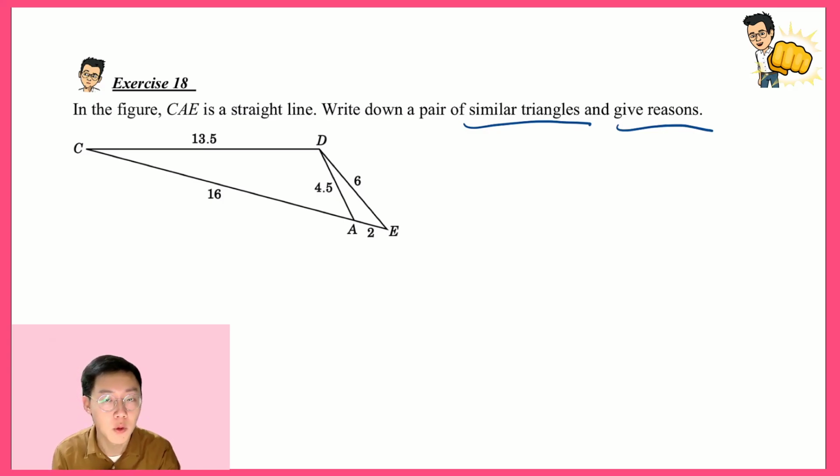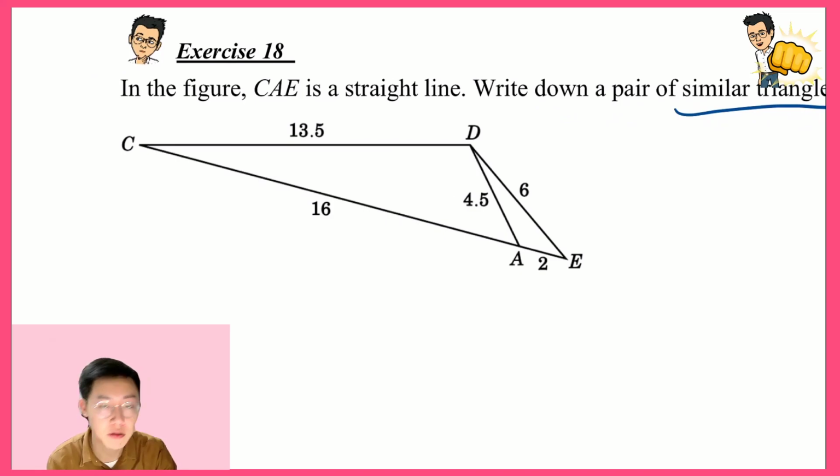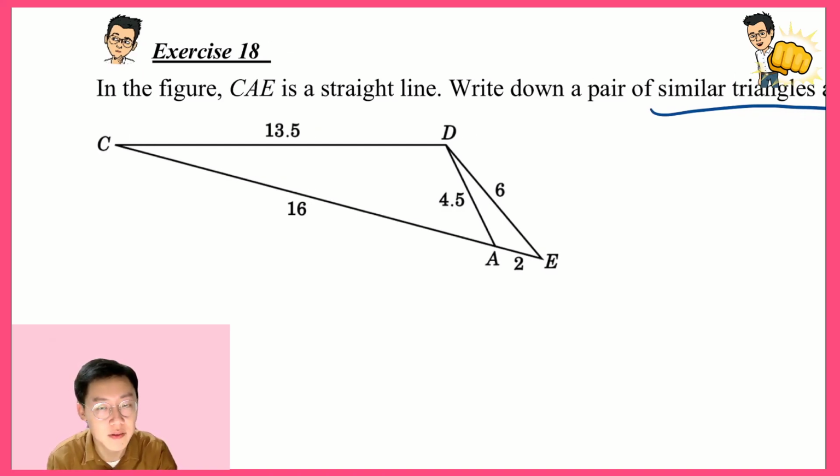If you have watched my previous videos, I taught you that if we want to find similar triangles, we have some reasons. For example, similar triangles have three corresponding angles, which means the corresponding angles are equal, and the corresponding sides are proportional. Here you can see this figure does not tell you any angle, so we cannot use the reason AAA.